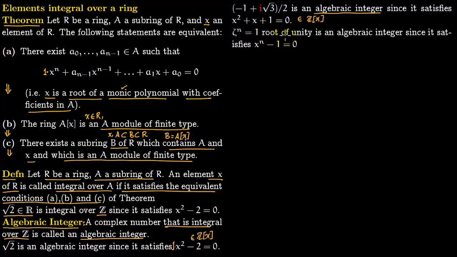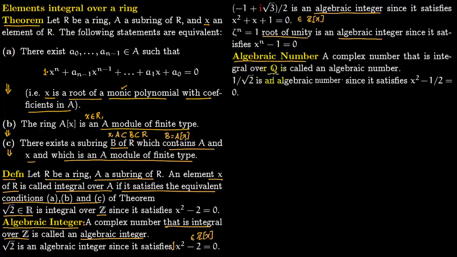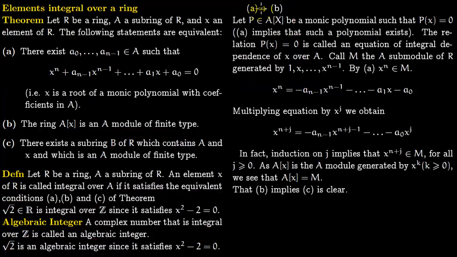Again this zeta_n, with zeta_n to the n equals 1, a root of unity, is an algebraic integer since it satisfies the equation x^n minus 1 equals 0. Again this is a monic polynomial, and all the coefficients are in the integers. Now we come to algebraic numbers. A complex number that is integral over the rationals is called an algebraic number. So 1 over square root of 2 is algebraic since it satisfies x squared minus 1/2 equals 0. Notice that the leading term here is 1 and this belongs to the rationals. So now we are going to show A implies B.